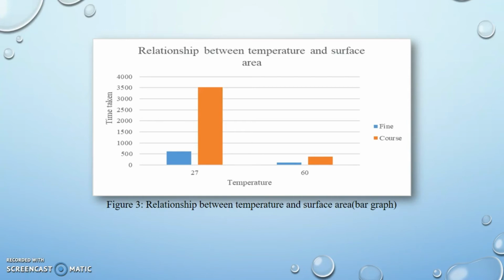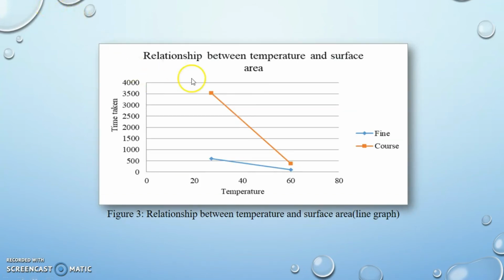So this is the bar chart and this is the graph to study the relationship between temperature and surface area together. The blue line stands for fine salt and the orange line stands for coarse salt. At 60 degrees Celsius, both fine salt and coarse salt recorded very low time taken, which means they react very fast. At 27 degrees Celsius, the fine salt recorded very low time taken, while the coarse salt recorded high time taken compared to the fine salt.